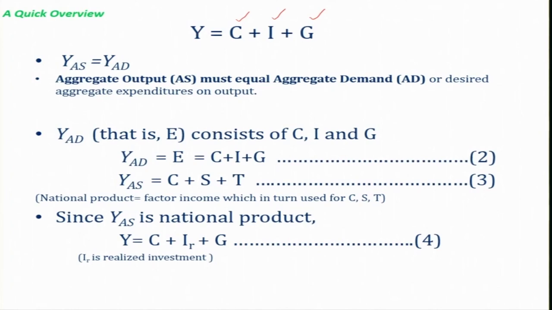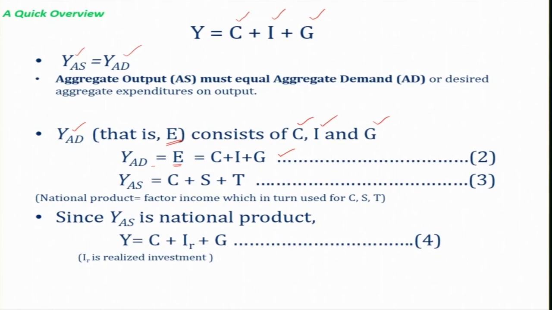For macroeconomic equilibrium, one of the main conditions is that aggregate supply is equal to aggregate demand. Aggregate output must equal aggregate demand, or desired aggregate expenditure. Let us denote aggregate demand as Y_AD, that means expenditure. Aggregate demand consists of consumption expenditure, investment expenditure and government spending. That means Y_AD, aggregate expenditure, is equal to C plus I plus G. That is equation number 2.